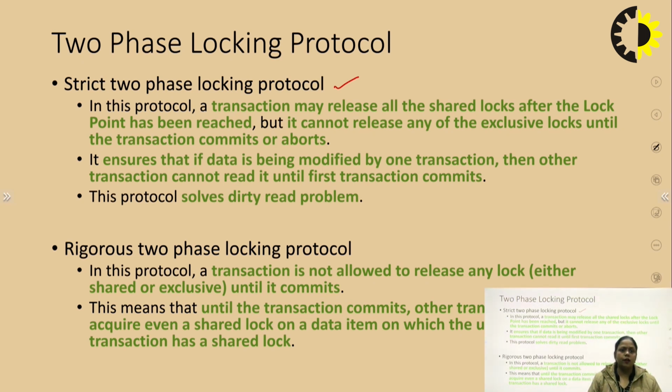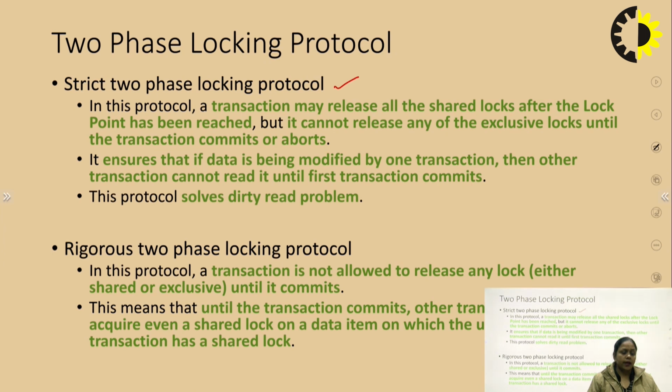cannot release any of the exclusive locks until the transaction commits or aborts. It ensures that if data is being modified by one transaction, then another transaction cannot read it until the first transaction commits. This protocol solves the dirty read problem. The dirty read problem is a major problem in concurrency control. So, with the help of the strict two-phase locking protocol, we can remove this dirty read problem.